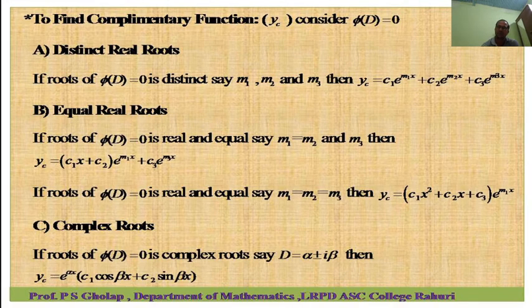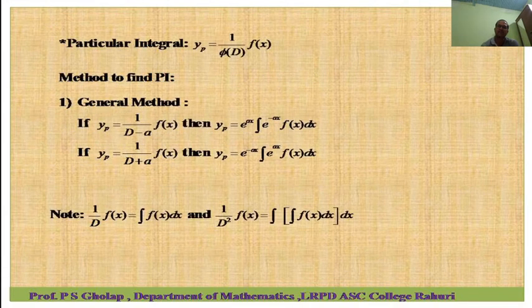Now I will go to the next slide. In this slide, we can see how to obtain the particular integral. This is the general formula: yp equal to 1 upon phi of D f of x. 1 upon phi of D is the integral operator which operates on f of x, and we get the particular integral value. This particular integral does not contain any arbitrary constant.